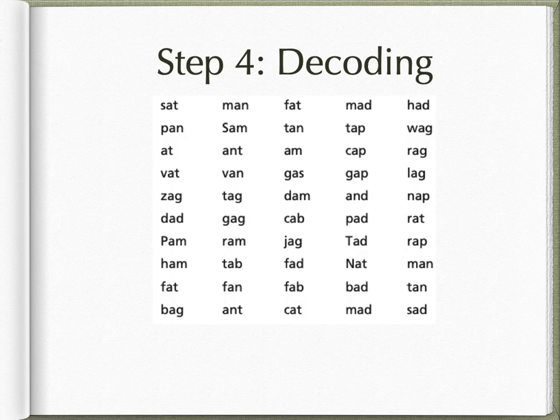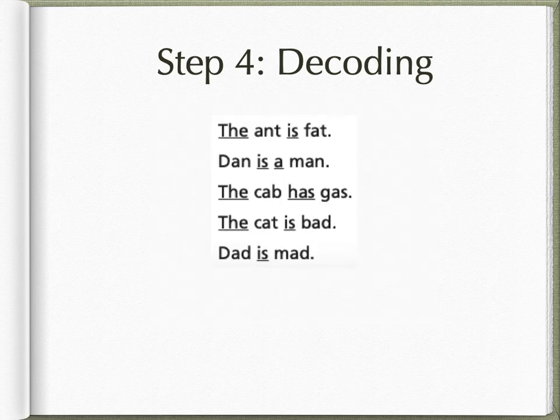Great job! We are still on step 4, decoding. But this time, instead of decoding single words, we are going to decode sentences. The words you see underlined are sight words. That means that they appear frequently in things that we are reading, and that most of the time they cannot be decoded in order to figure out what they say.